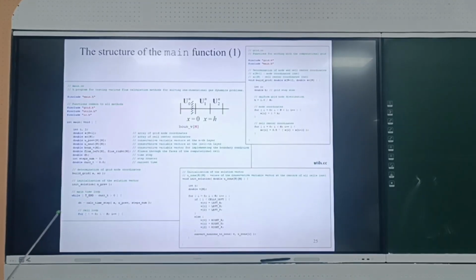And this is the main time loop. We do time steps and move from one time layer to the next time layer, computing the time step according to the method I explained to you. And in this time loop, we have a cell loop. So we should check all our computational cells.